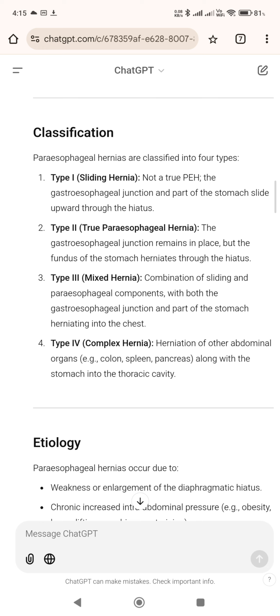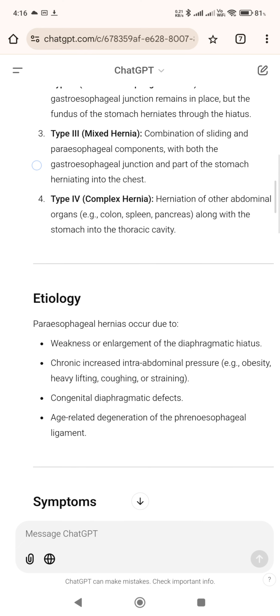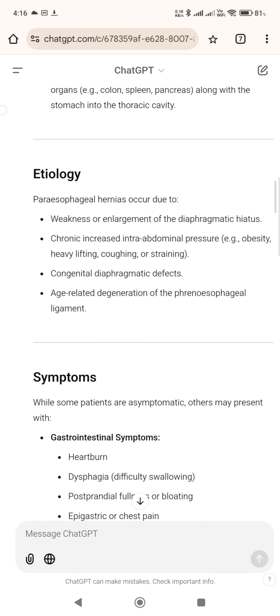3. Type 3, mixed hernia. Combination of sliding and paraesophageal components with both the gastroesophageal junction and part of the stomach herniating into the chest. 4. Type 4, complex hernia. Herniation of other abdominal organs, e.g. colon, spleen, pancreas, along with the stomach into the thoracic cavity.